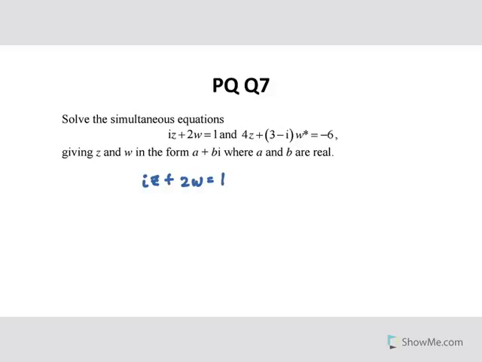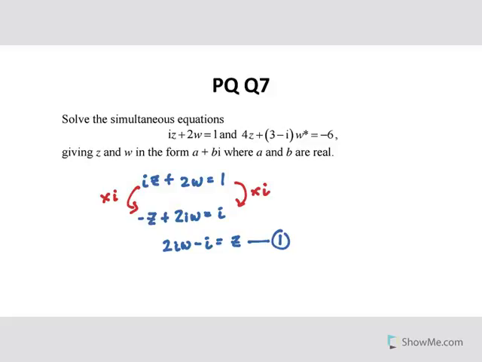So how do I make z the subject? z is now accompanied by an i, so I can multiply both sides by i, and what I get is i squared. So I have a negative z + 2iw* = i. From here, if I want to make z the subject, 2iw* − i = z, and you can see z is now my substitute. This is equation 1.